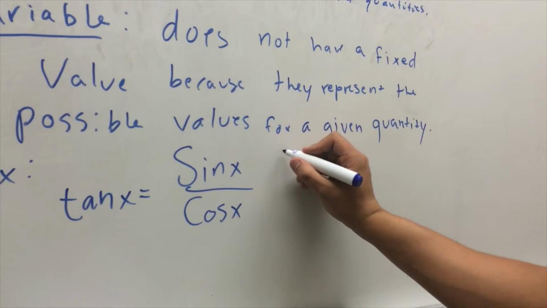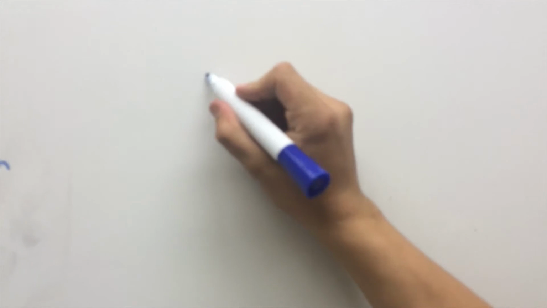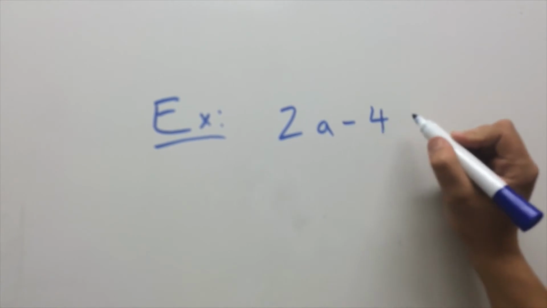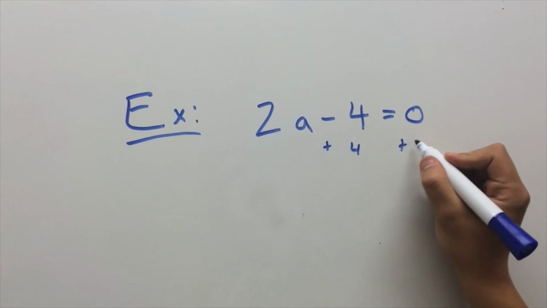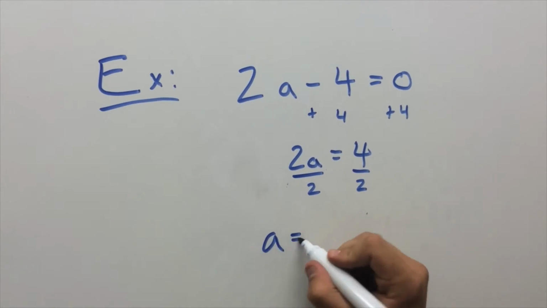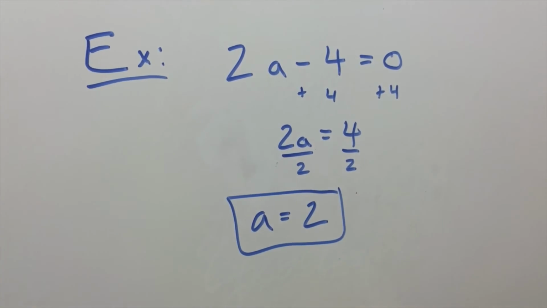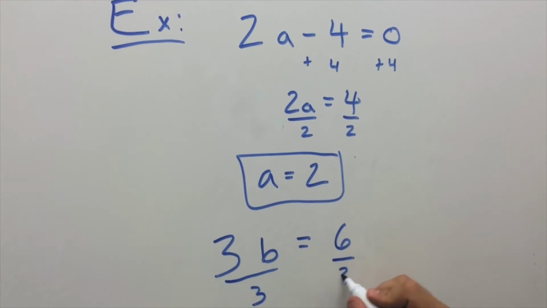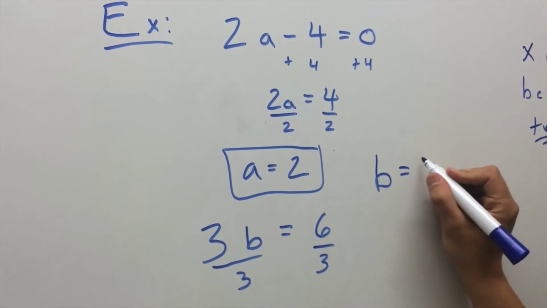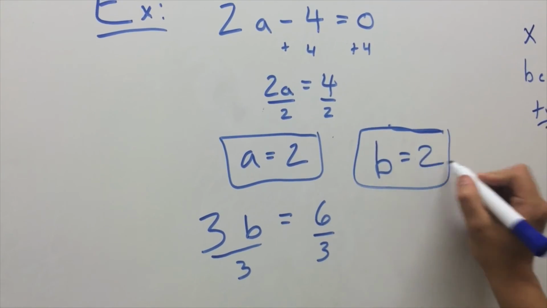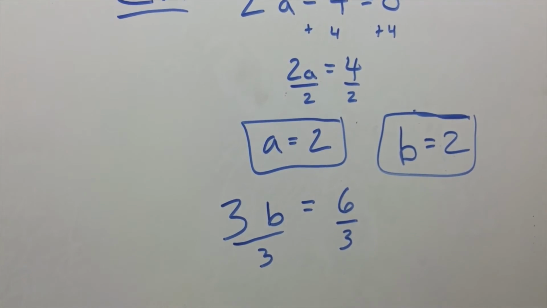One of the examples for the first misconception we talked about where B equals C, here's an example. We have 2a minus 4 equals 0. Well, by adding 4 to both sides, dividing a 2 out, we get a equals 2. Here's the other example. We have 3b equals 6. When you divide the 3 out and you get b by itself, b is equal to 2. So therefore, a equals 2 and b equals 2.